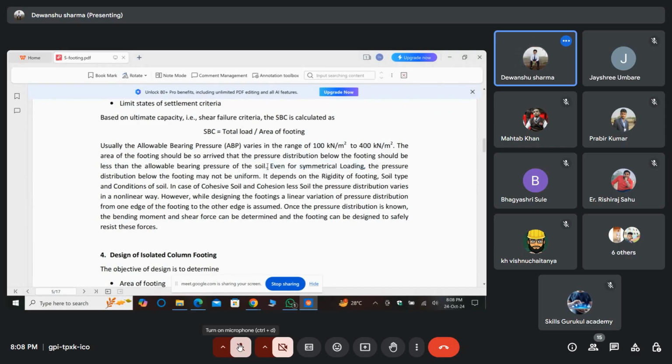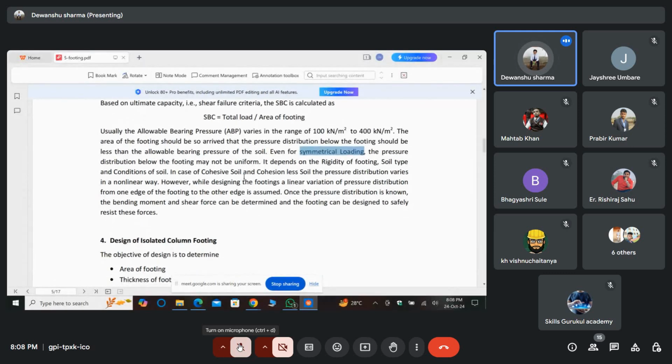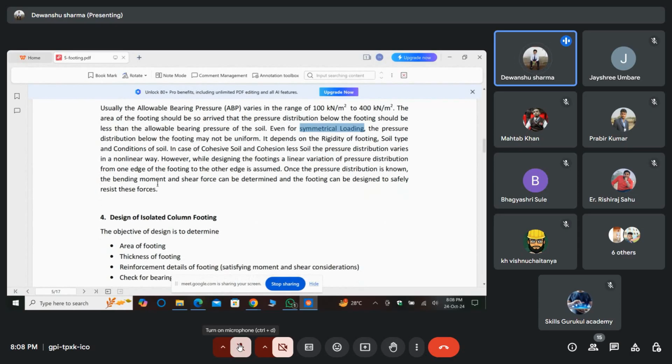It means that even if the load is provided symmetrically or uniformly, the footing may not transfer it uniformly to the soil. It depends on the rigidity of the footing, soil type, and condition of soil. In case of cohesive soil and cohesionless soil, the pressure distribution varies in a non-linear way. However, while designing a footing, a linear variation of pressure distribution from one edge of the footing to the other edge is assumed. Once the pressure distribution is known, the bending moment and shear force can be determined, and the footing can be designed to safely resist these forces.